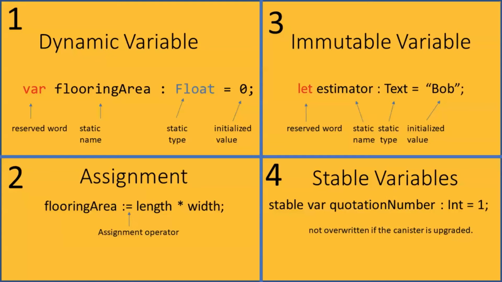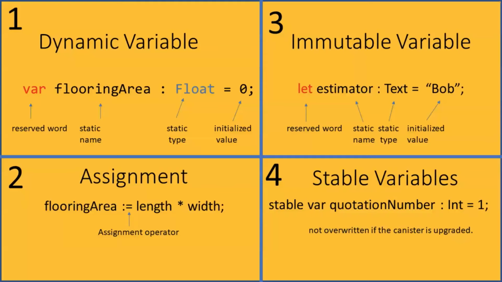The second thing is how to assign a value after the declaration has been made. In this case, we want to assign the flooring area the result of the calculation, length times width, and colon equal is the assignment operator. The third thing is the immutable variable. Sometimes you want to declare a variable with a value that will never change. Using the let reserved word instead of var ensures that the variable is immutable.